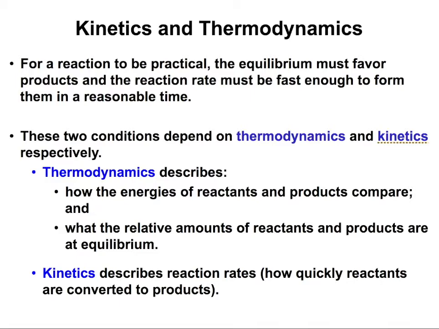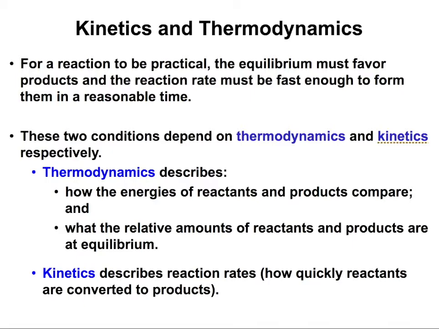For a reaction to proceed and for a reaction to be practical to us, two things must happen. The first one is that the equilibrium favors the formation of the products, and the second one is that the reaction happens in a reasonable amount of time. In other words, it happens fast enough for us to be worth it. These two conditions depend on two different concepts that you had seen before in general chemistry.